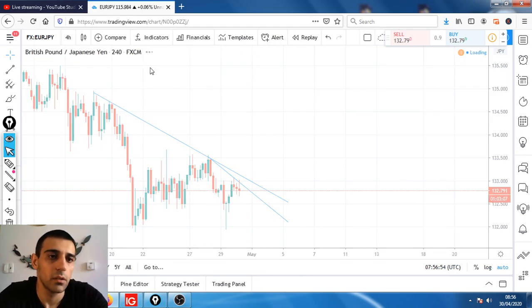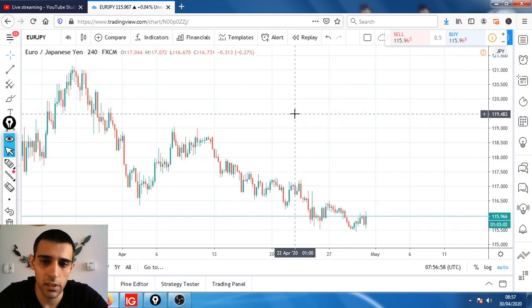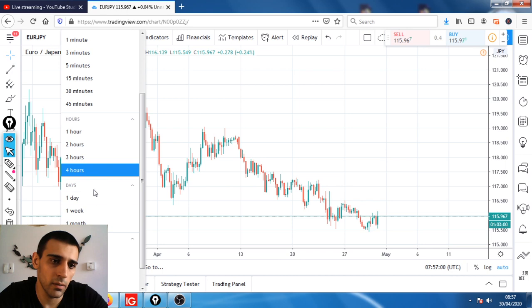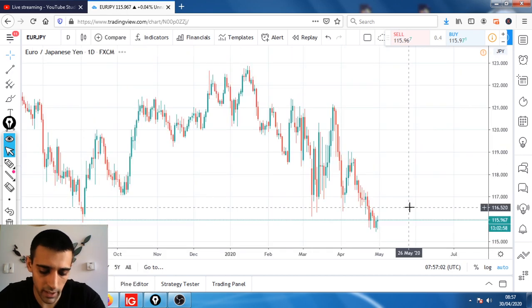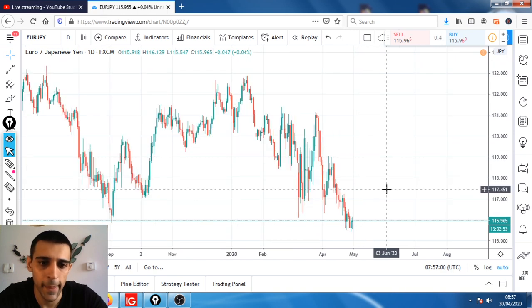EURJPY. Oh, I think it's been a long time since I traded this currency actually. As we learn, let's go to the daily time frame, and then we're going to drill it down to the shorter time frame.